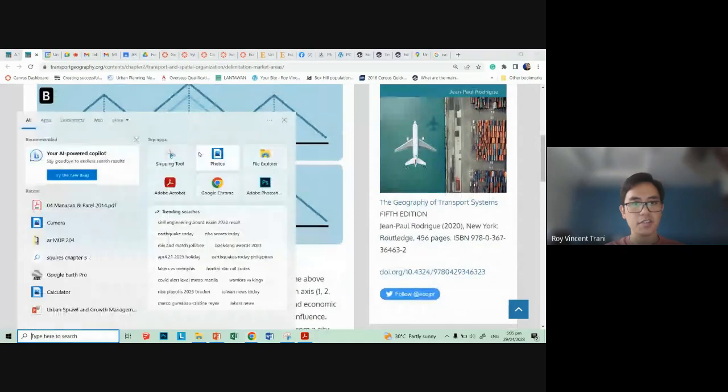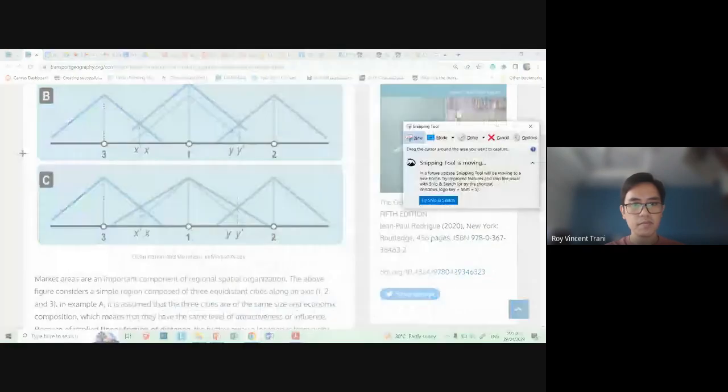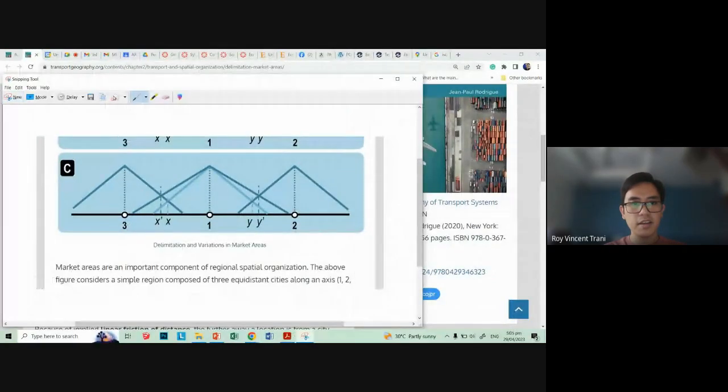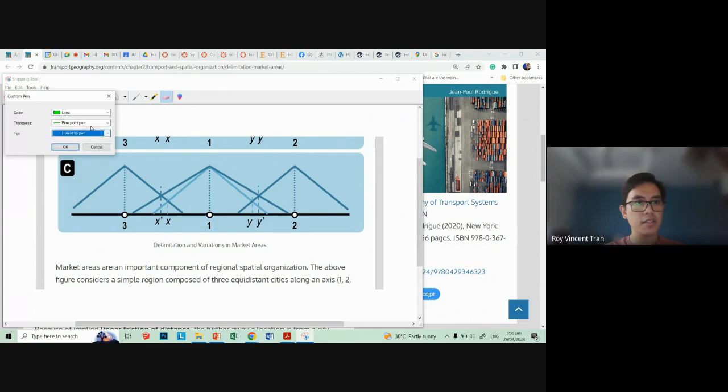So I'll just take a quick screenshot like this. Okay, so in reality, according to this book, market areas look like this. Oh, sorry, I just need to clean it up a bit. Brush size, okay, here. Not the thickest brush size, sorry.